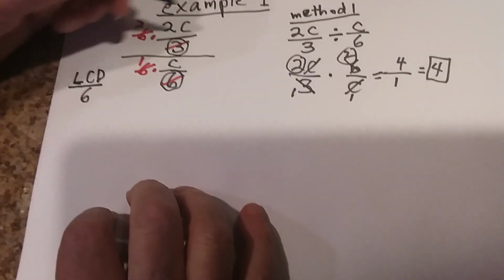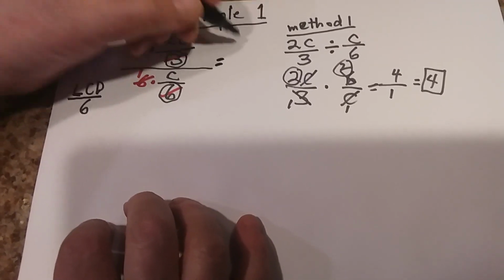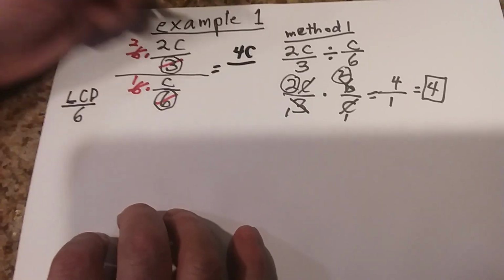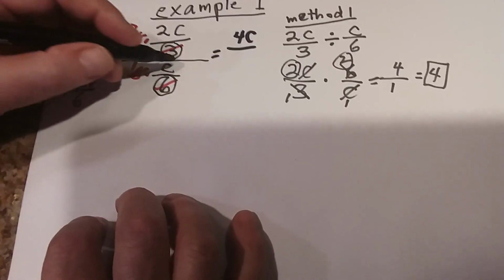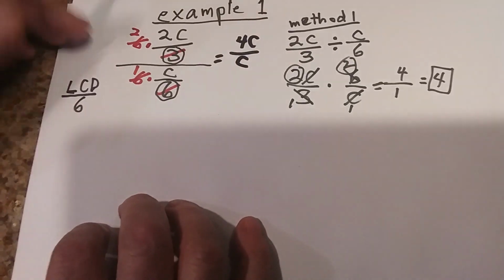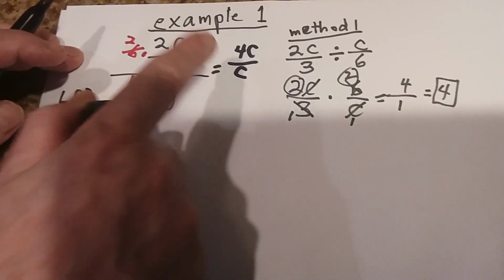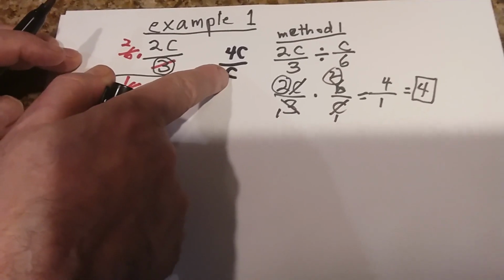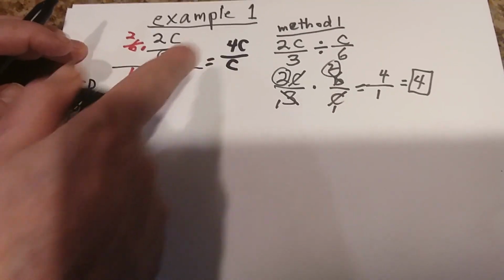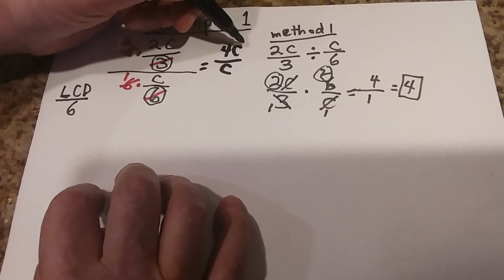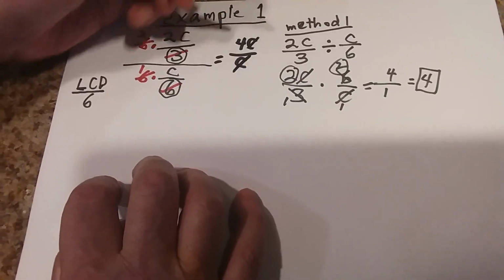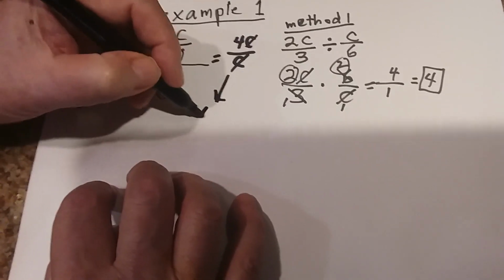2 times 2c is 4c. Okay, the bottom is 1. There's only a c here, so 1 times c is c. Now we do have the right answer, however, you could simplify some more, and that's what you've got to get used to doing when you do complex fractions. Always check to simplify. In this case, the two c's will cancel each other out, and your final answer will be just 4.